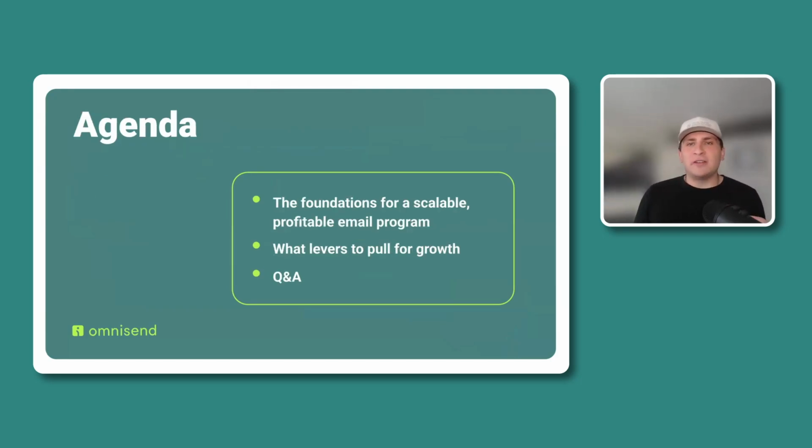And here's the brief agenda. Number one, what are the foundations for a scalable, profitable email program? If you were starting today, net new, what needs to happen? And then as your brand grows or as your email program becomes more complex, what are the levers to pull for growth, both internally on Omnisend to get more performance out of your existing base? And then number two, how can you add more emails to your list to be able to scale that audience? And then we'll do a Q&A.